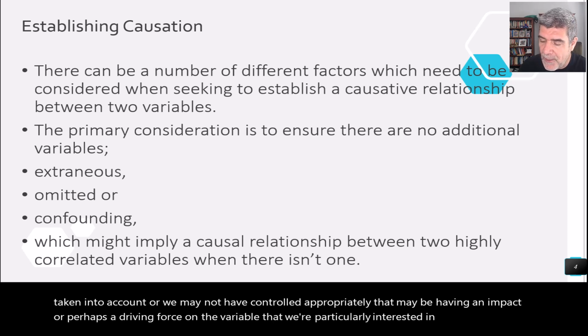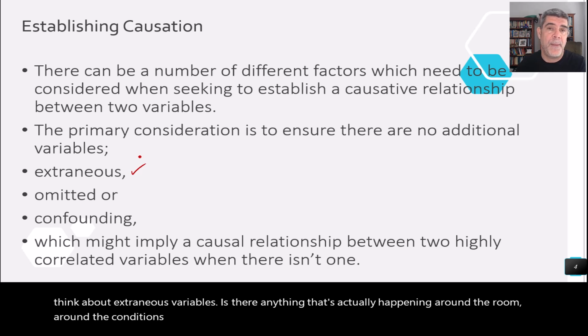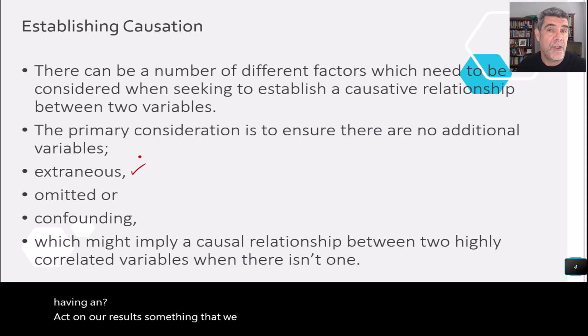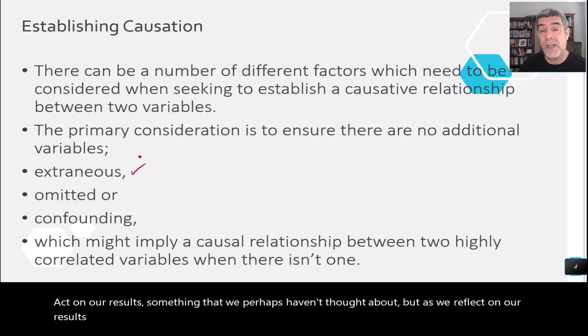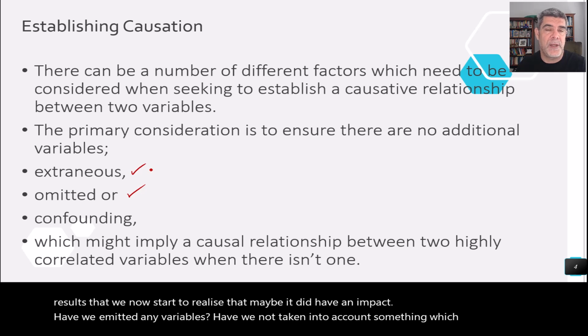So we have to think about extraneous variables. Is there anything that's actually happening around the room, around the conditions, around the way that we've set up our experiment that may be having an impact on our results? Something that we perhaps haven't thought about, but as we reflect on our results, we now start to realize that maybe it did have an impact. Have we omitted any variables? Have we not taken into account something which is going to be important?